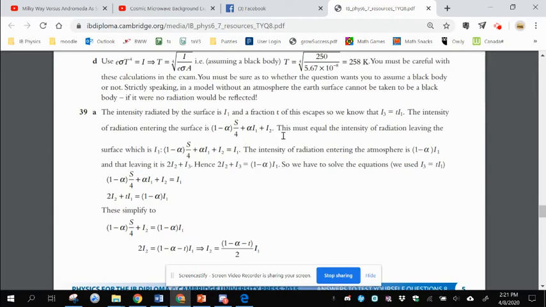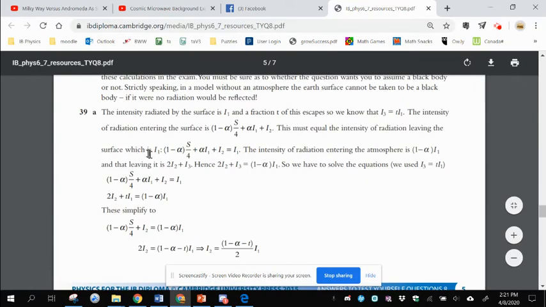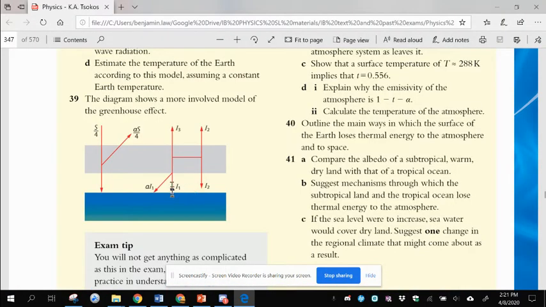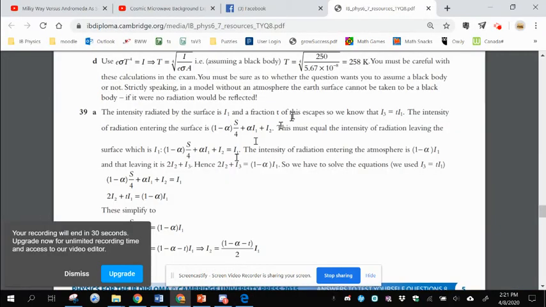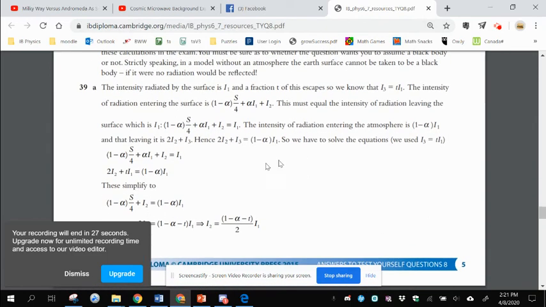Because the Earth is a black body, whatever radiation is received equals whatever radiation comes out. So that is why this must equal the intensity of radiation leaving the surface. That means I1, which is just this line, the radiation leaving the surface, must be the same as this plus this plus this. And then after all, it is basically a math problem.